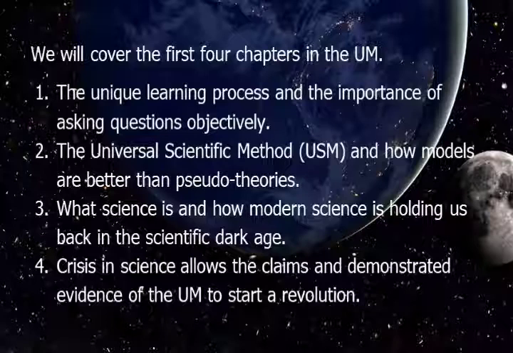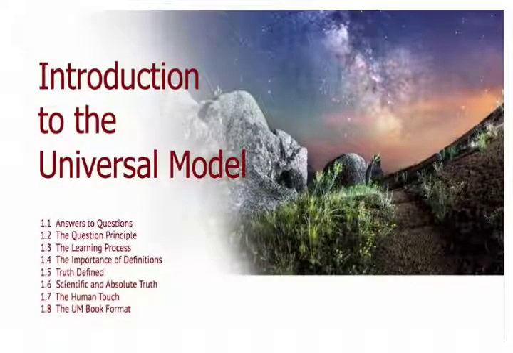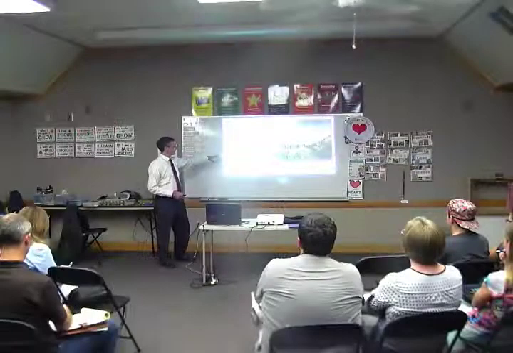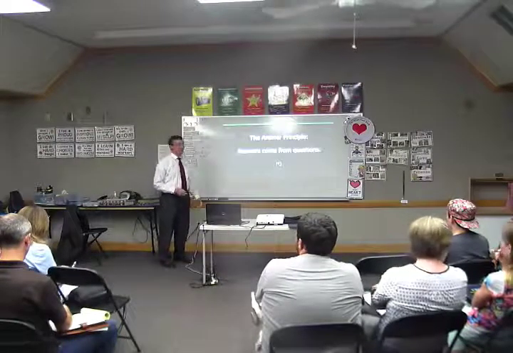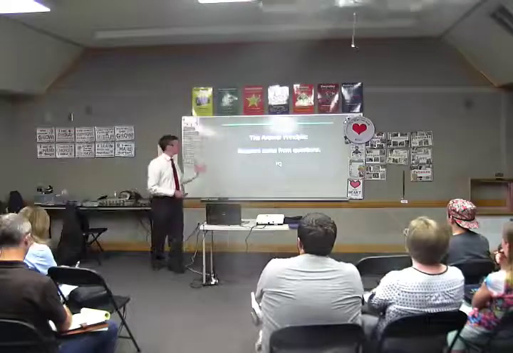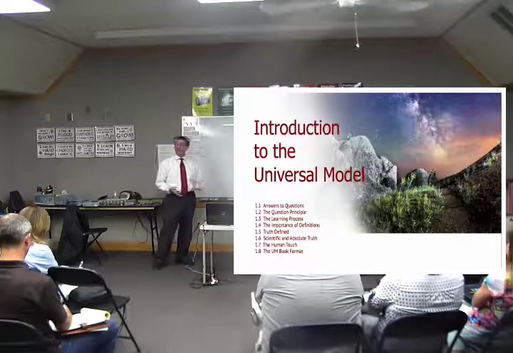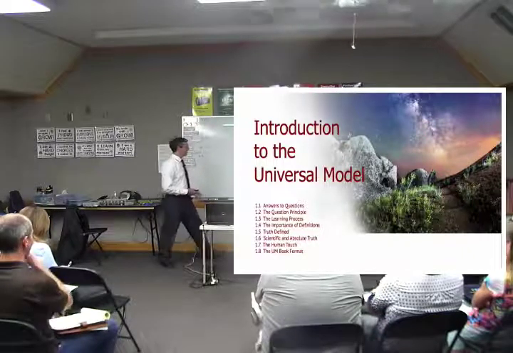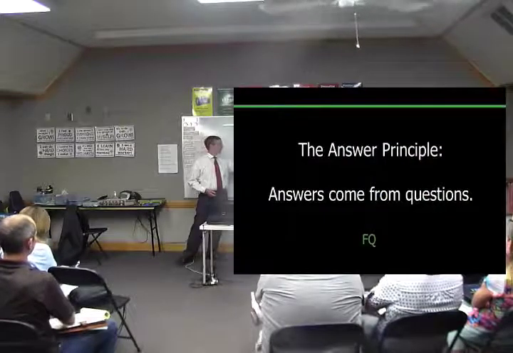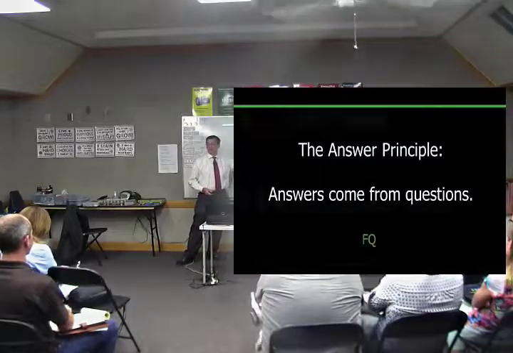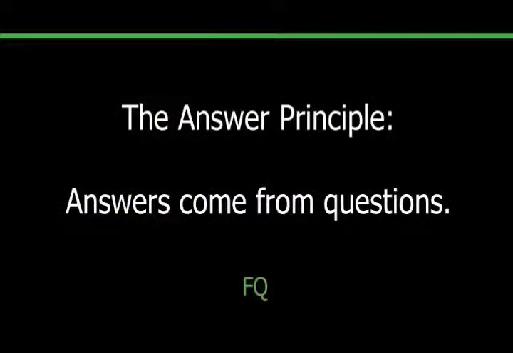Okay, so this is Chapter 1, and there are sub-chapters listed right in the front of each of those chapters. I have those here, and we'll talk about them. The first main point is the answer principle, that answers come from questions. Questions are very important, and FQs is what we call fundamental questions. Sometimes you'll see that little FQ, or a green line up here, which says it's something from the universal model. If I have a blue line up here, it's a quote.